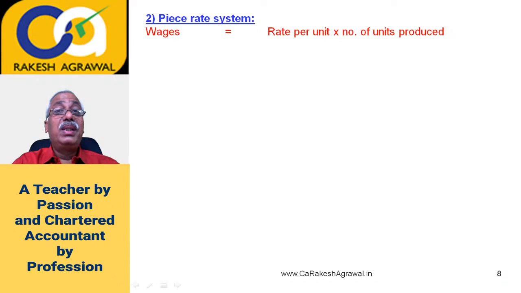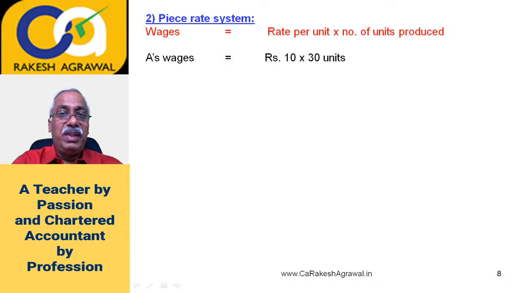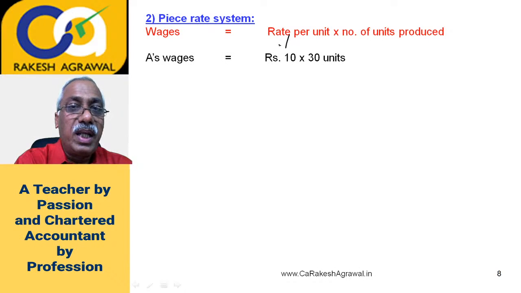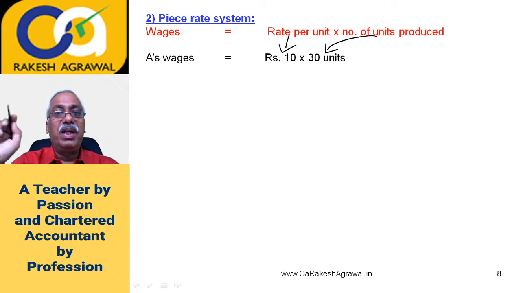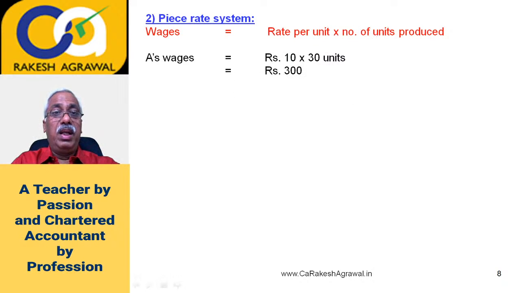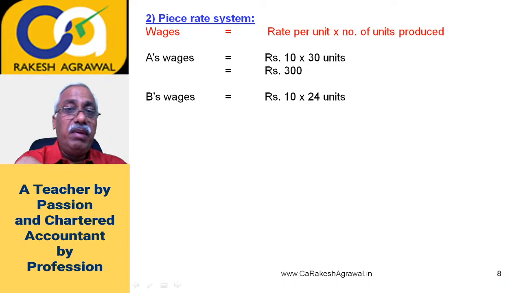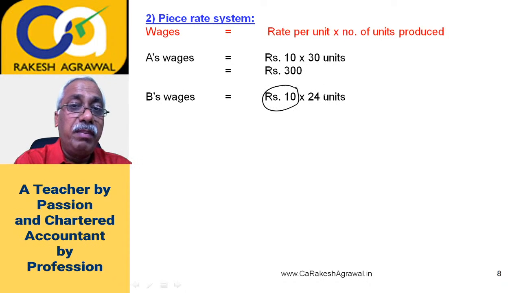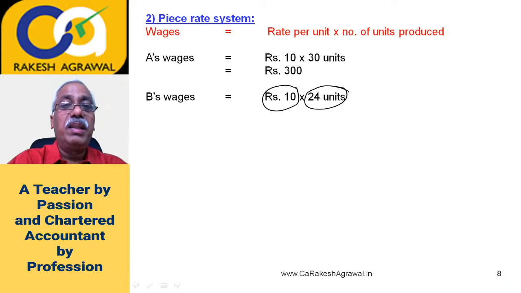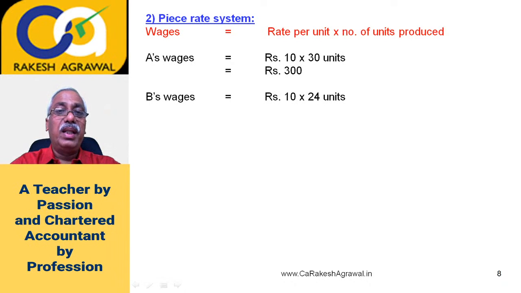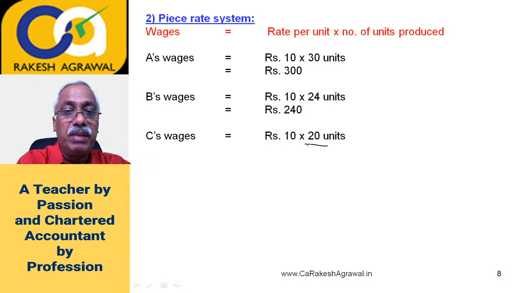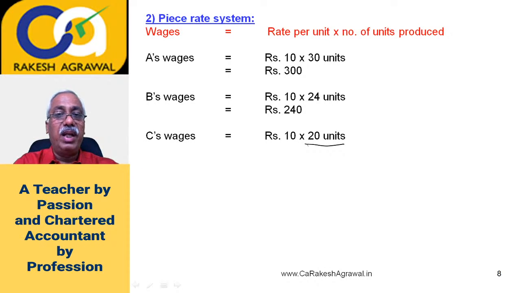Now recall how many units A had produced. So A's wages. See, rate per unit was 10 and A had produced 30 units if you have written down the data. So for each unit we are ready to pay 10 rupees. So for 30 units we will pay him 300 rupees. Similarly, B's wages. Rate will be the same, 10 per unit, but B had produced 24 units. So he will get the payment for 24 units into 10, that is rupees 240. And C had produced only 20 units. So he will get the payment for 20 units at the rate of 10 rupees per unit.